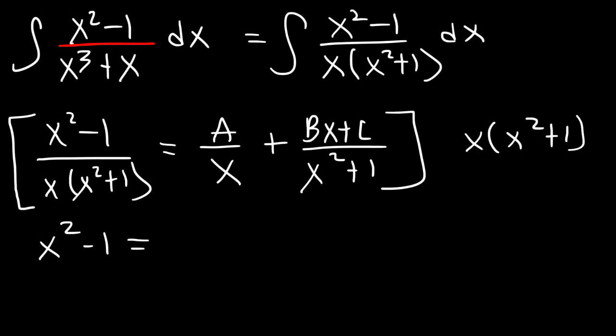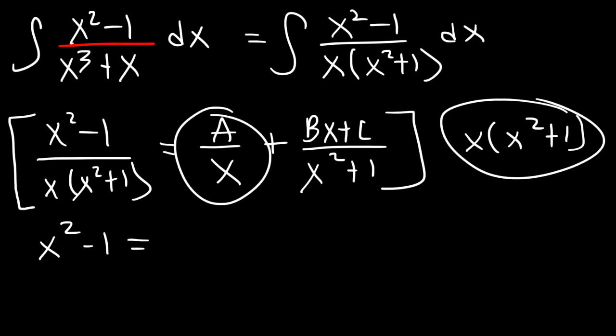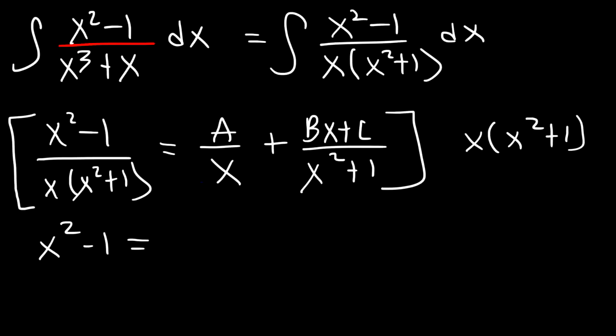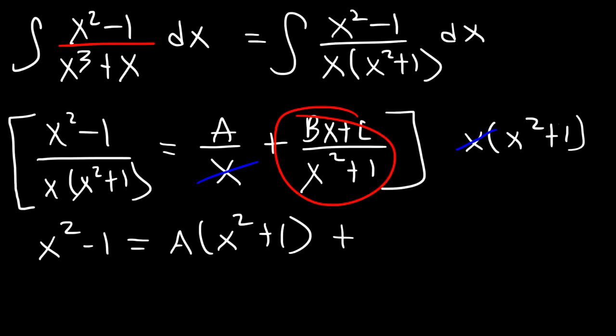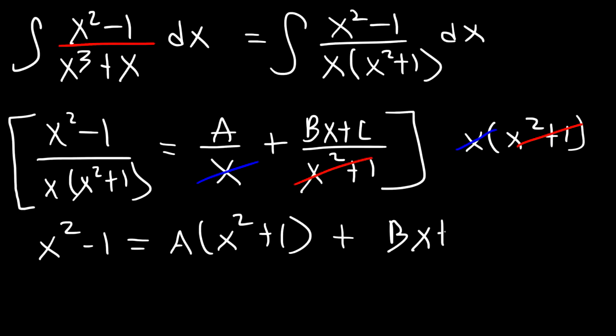And if we multiply a over x times this, the x variables will cancel, leaving behind a times x squared plus 1. And then if we multiply this fraction by these two factors, the x squared plus 1 factor will cancel, and we're going to have bx plus c times x.